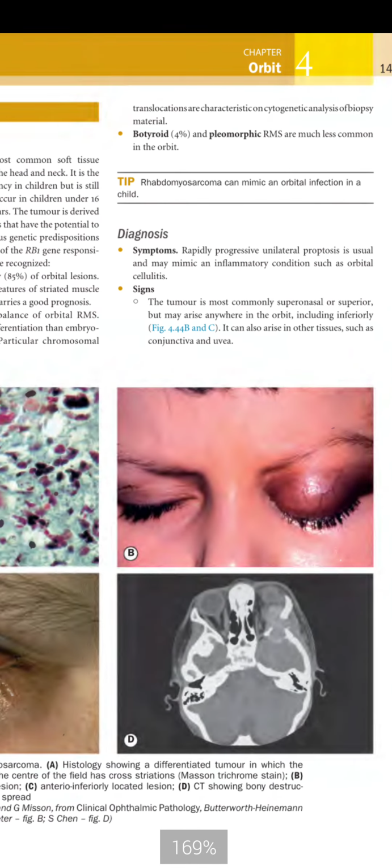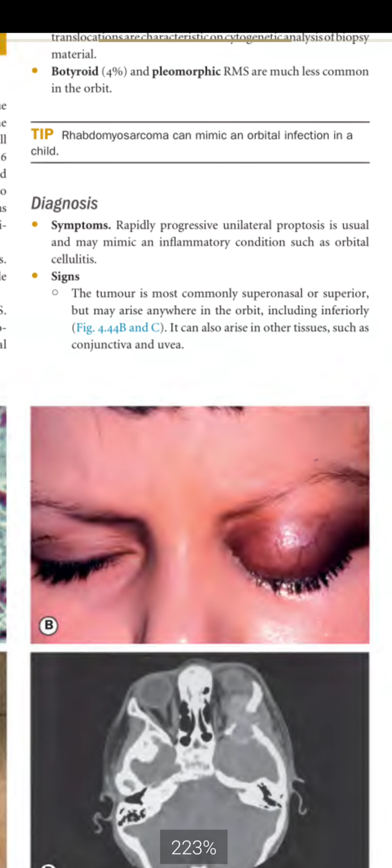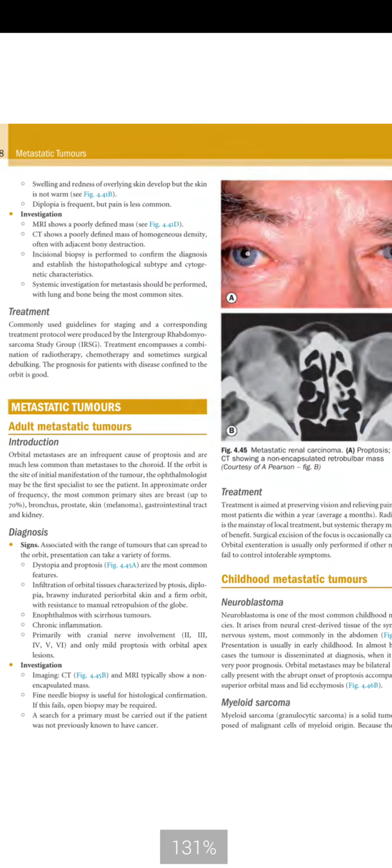So, how is it diagnosed? Symptoms: rapidly progressive unilateral proptosis is usual and may mimic an inflammatory condition such as orbital cellulitis. Signs: the tumor is most commonly supranasal or superior, but may arise anywhere in the orbit, including inferiorly. It can also arise in other tissues such as the conjunctiva and uvea. So, it can occur in any part of the orbit.